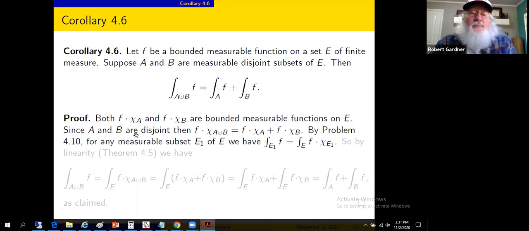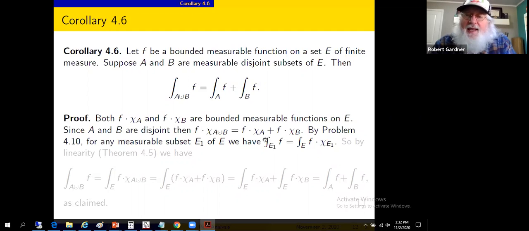A and B are disjoint, so when we take f times a characteristic function on the union of A and B, we can write that as f times a characteristic function on A plus f times a characteristic function on B because of the disjointness. What's going to happen here is, this just picks off the values of f on set A and gives us 0 everywhere else. This just picks off the value of f on set B and gives us 0 everywhere else. So when I add these together, if we're not on A union B, those particular input values give out 0, like they should.